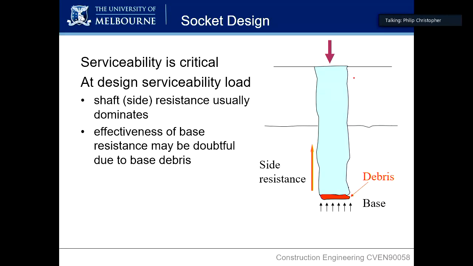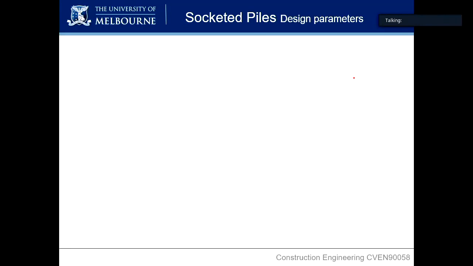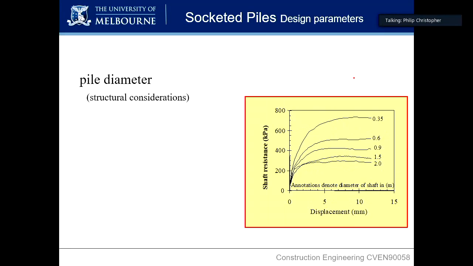Okay, I think we've already said all this. Okay. So what about the socket itself? What might be important from a construction and design perspective to get that capacity out of the socket? There's been some fantastic research done into the shaft resistance versus a variety of different parameters.